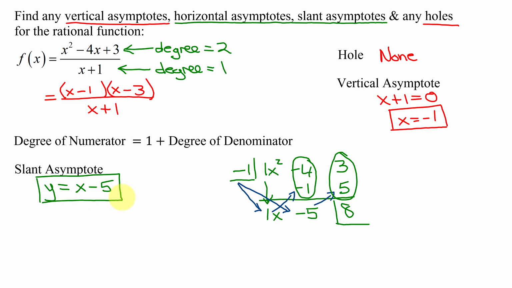And the last thing we need to look at is, does this function have a horizontal asymptote? Remember, rational functions cannot have both a slant asymptote and a horizontal asymptote. So this function has no horizontal asymptotes.